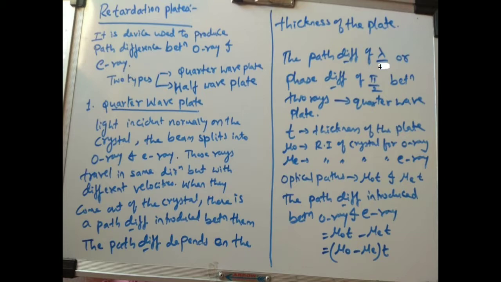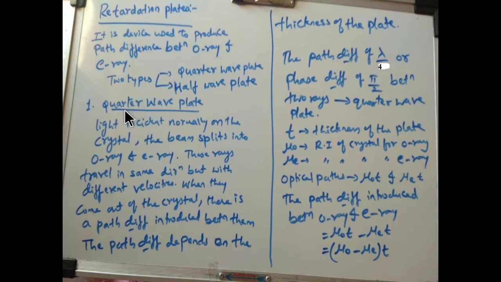There are two types of retardation plates. One is the quarter wave plate, another one is the half wave plate. So first we will start with the quarter wave plate. The name itself is telling: quarter means 1 by 4.